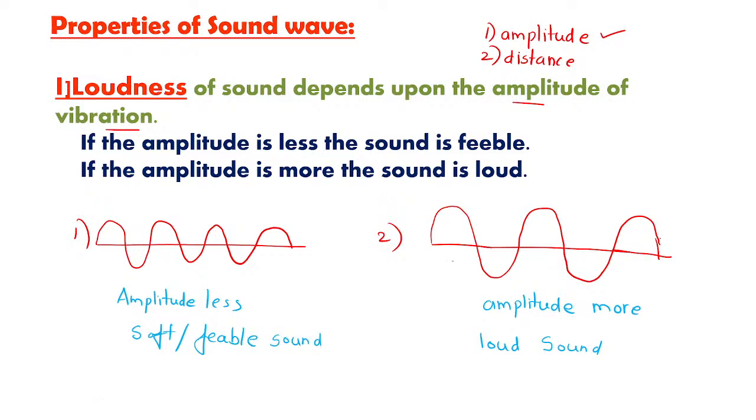This amplitude is a very important factor for determining the loudness. The more the amplitude, the louder the sound will be. The less the amplitude, the softer or feebler the sound will be. Okay, clear? In this diagram only, let me draw another wave like this.